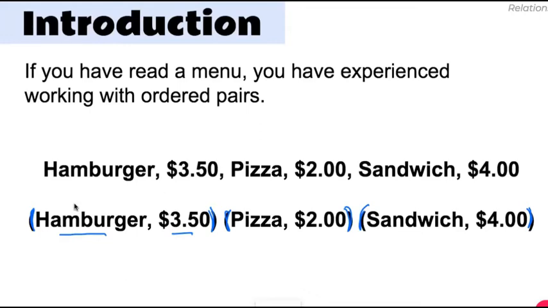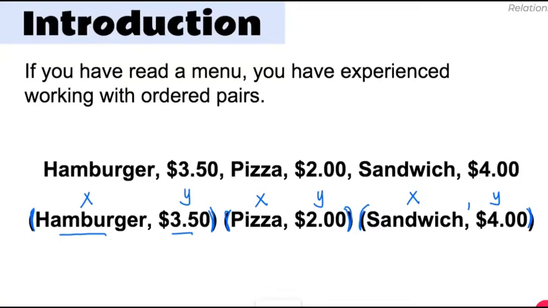My X value is the food, Y value is the price. X value is the food, Y value is the price. They're ordered pairs. So again, if you've ever read a menu, you've actually experienced ordered pairs before. You just probably didn't even realize it.